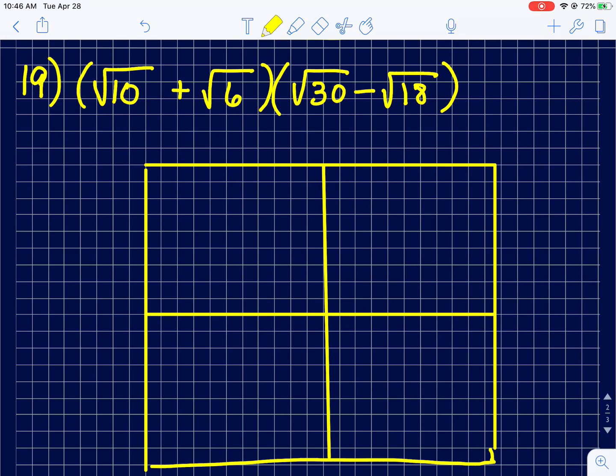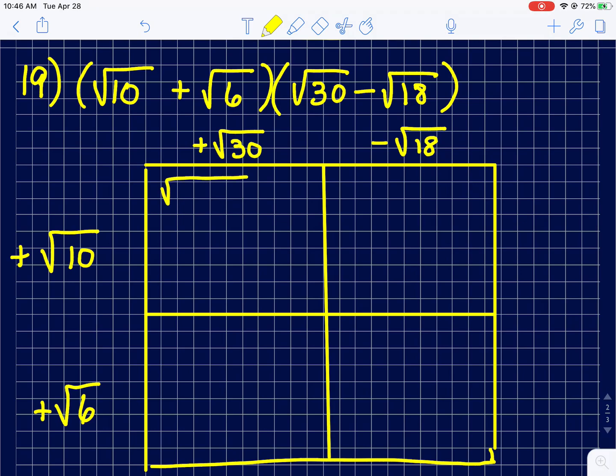So here's our box. This is a 2 by 2, a binomial times a binomial. So root 10 and a root 6. If you want to put pluses in front to make sure if it's negative or positive, that might help you. So this is a plus root 30 and this is a minus root 18. Okay, none of them have numbers in front of them, so they all have ones in front of them. So let's start with this first box. We're really going to do root 10 times 30.